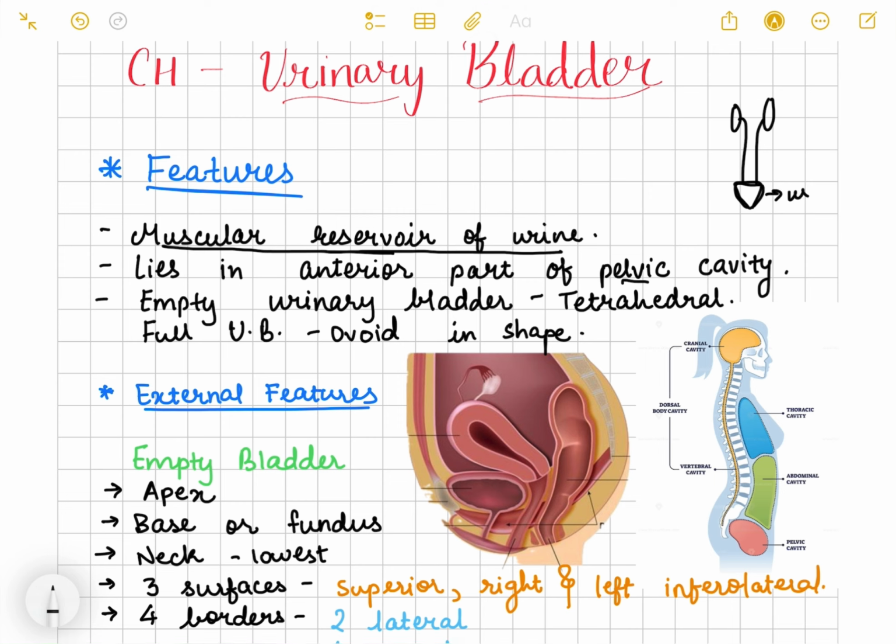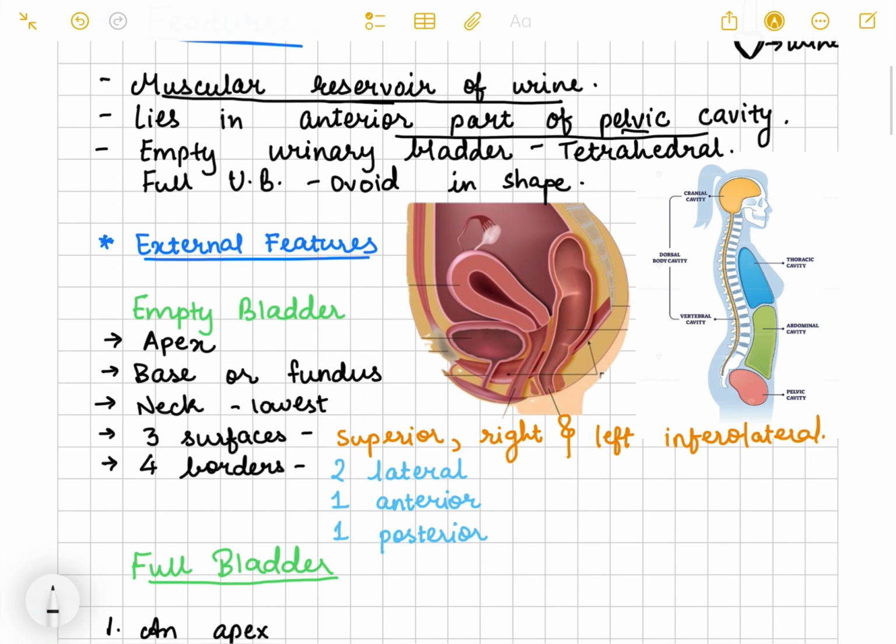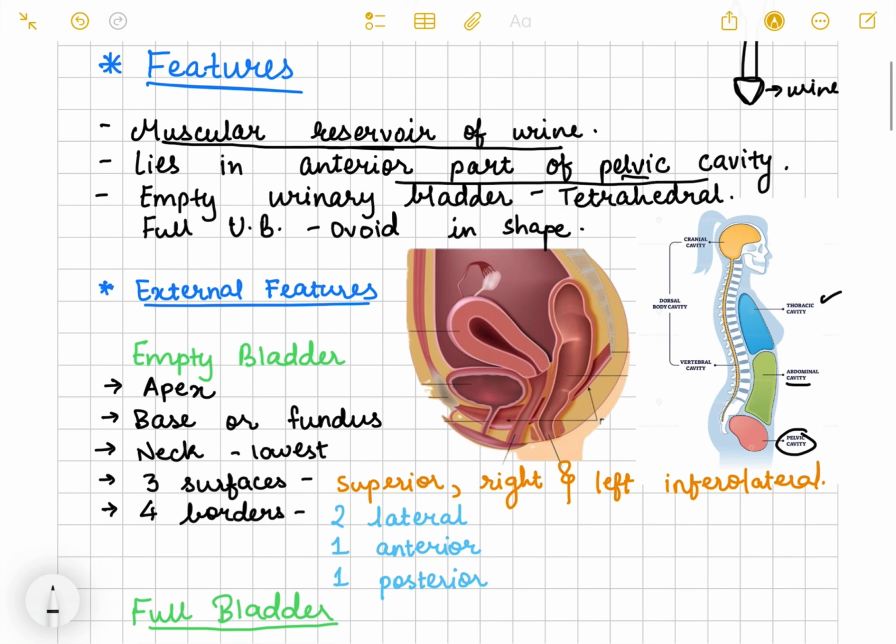Next is, it lies in the anterior part of pelvic cavity. What does it mean by that? As you can see, here are the various cavities. This is the thoracic cavity, the abdominal cavity, and here we have the pelvic cavity. So urinary bladder lies in the anterior part of pelvic cavity.